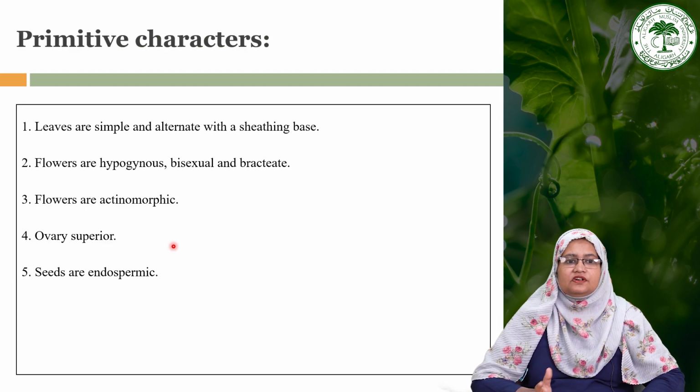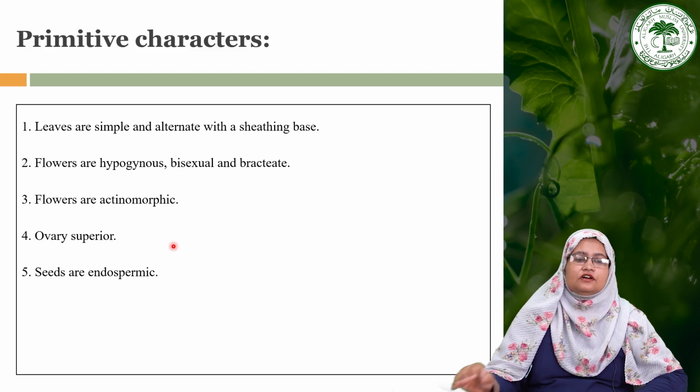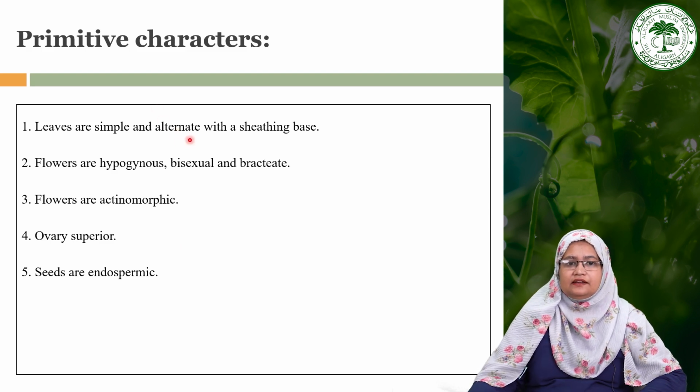So now moving towards the primitive characters present in this particular family. Leaves are simple and alternate with sheathing base; this is one of the primitive characters. Then flowers are hypogynous, bisexual, and bracteate. Flowers may be actinomorphic sometimes. Ovary is superior and the seeds are endospermic. These are some primitive characters.